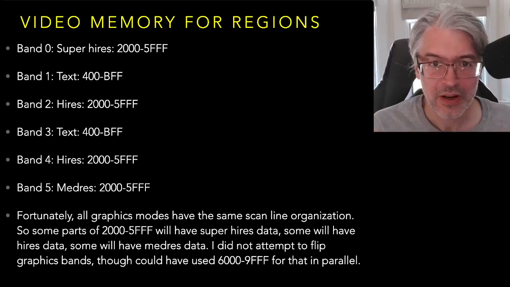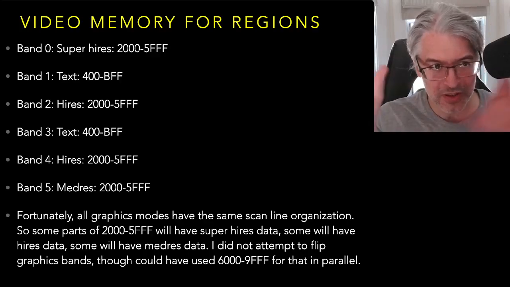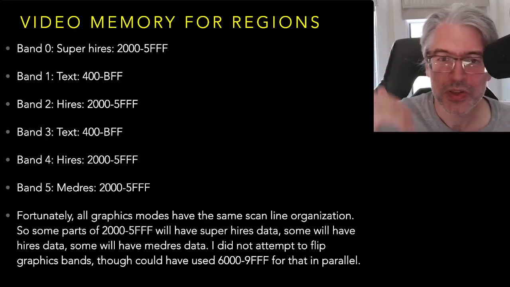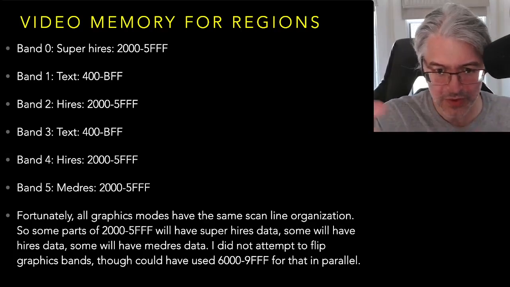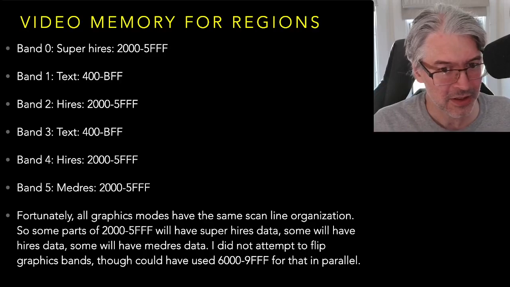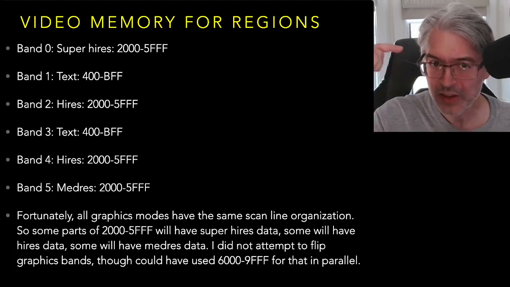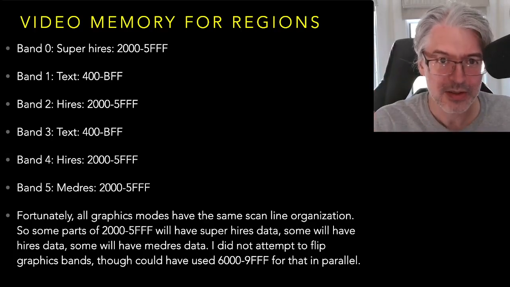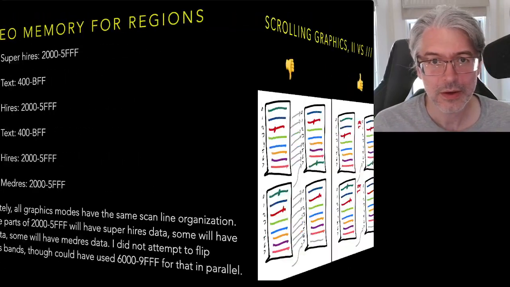So in the game that I've constructed here, we have video memory for regions, and they're not all coming from the same place because they're different display modes. So almost every other line is coming from the display memory at 2000, and the ones in between are coming from the text memory at 400. So we'll have to sort of keep track of that. And fortunately, the layout of all of the high-res graphics modes is the same in terms of scanline organization. So it is possible to have, in that same 2000 to 6000 area, some lines with super high-res data, some lines with high-res data, some lines with medium-res data. Okay.